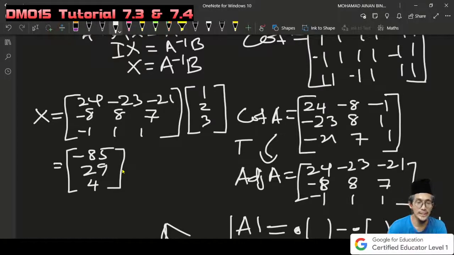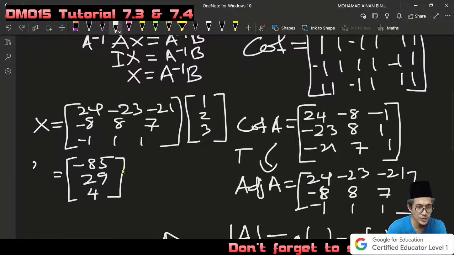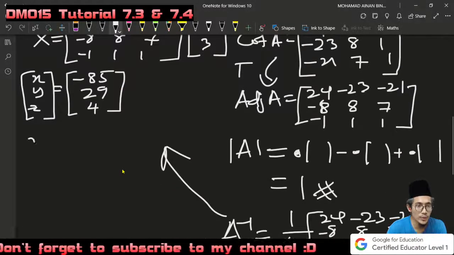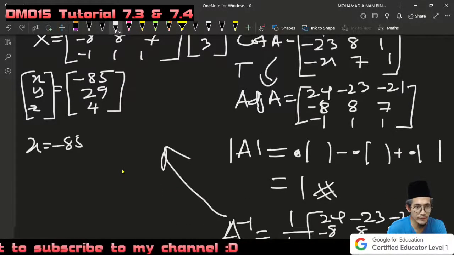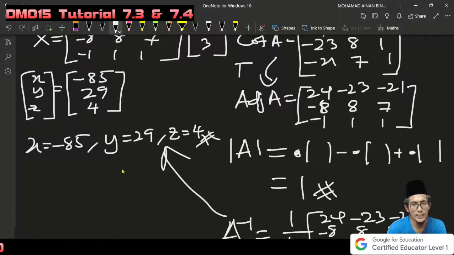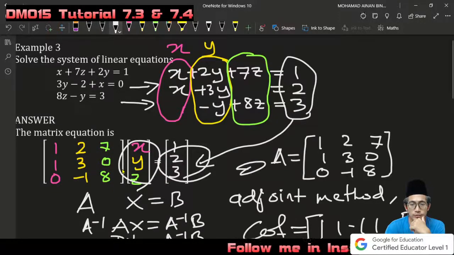Okay. Now, what is the x? X is this matrix. The column matrix of variable x, y, and z. Okay. So, from here, we know x is minus 85, y is 29, z is 4. So, that's the answer. Okay, for this one. Okay. Now, let's move on.